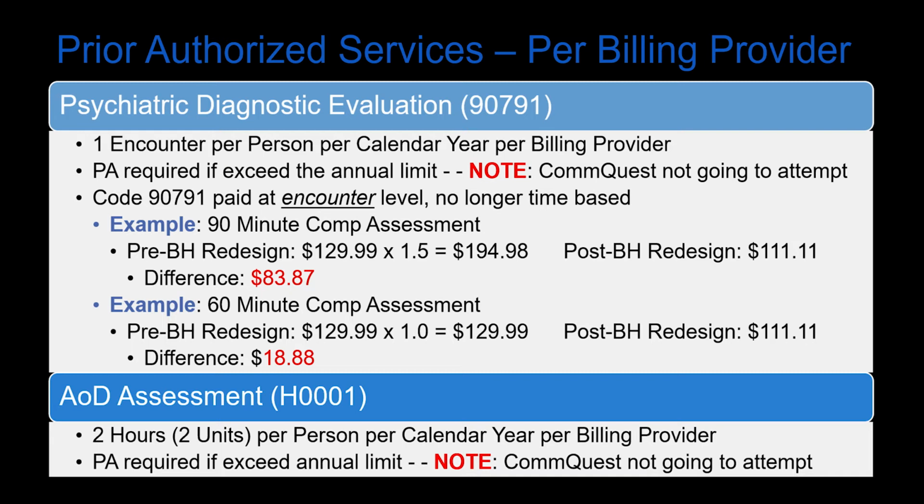It's 1 encounter per person per calendar year per provider. If we were to attempt to do a second diagnostic assessment, we would have to get permission. We're not even going to try. It's not worth the hassle.